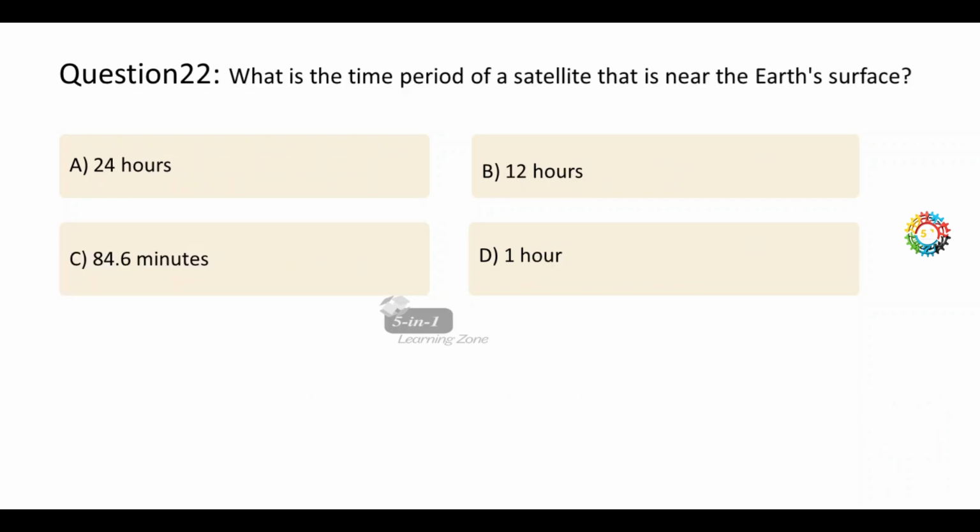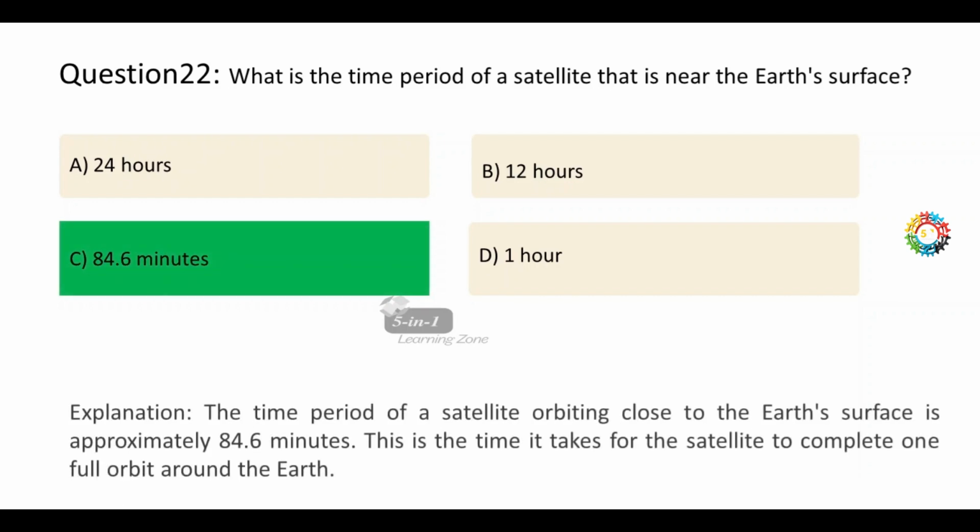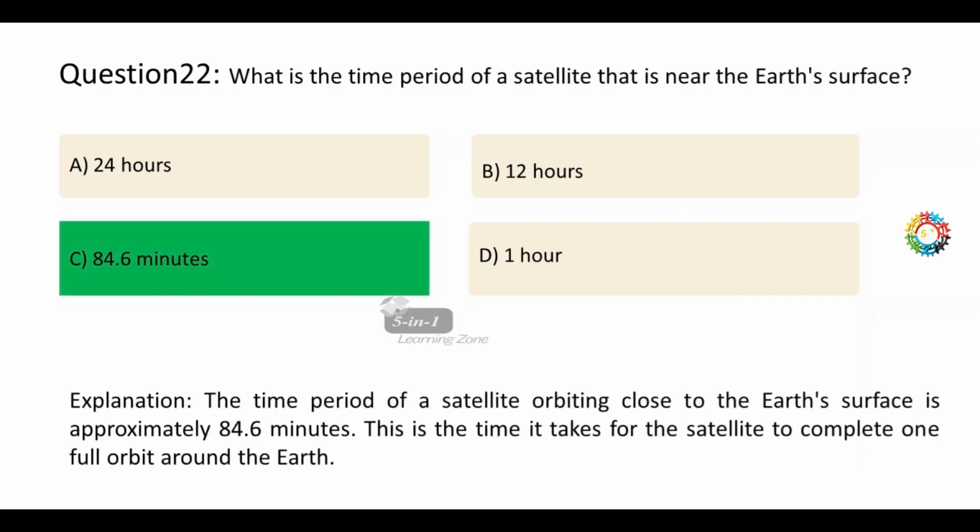Question 22. What is the time period of a satellite that is near the Earth's surface? Answer C. 84.6 minutes. Explanation. The time period of a satellite orbiting close to the Earth's surface is approximately 84.6 minutes. This is the time it takes for the satellite to complete one full orbit around the Earth.